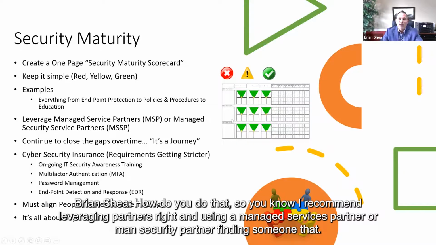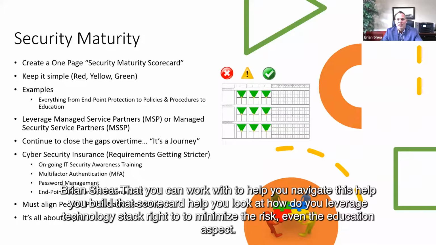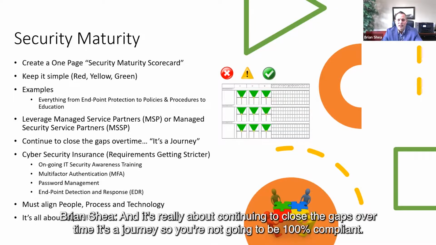So I recommend leveraging partners, right? Use a managed services partner or a managed security partner, someone that has helped organizations, that has the skill set and the tool set, and gives you economies of scale that you couldn't afford on your own. You can work with them to navigate this, help you build that scorecard, look at how you leverage your technology stack to minimize the risk, even the education aspect. It's really about continuing to close the gaps over time. It's a journey. You're not going to be 100% compliant.